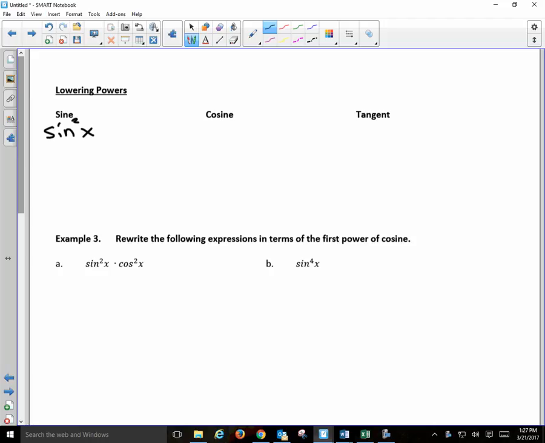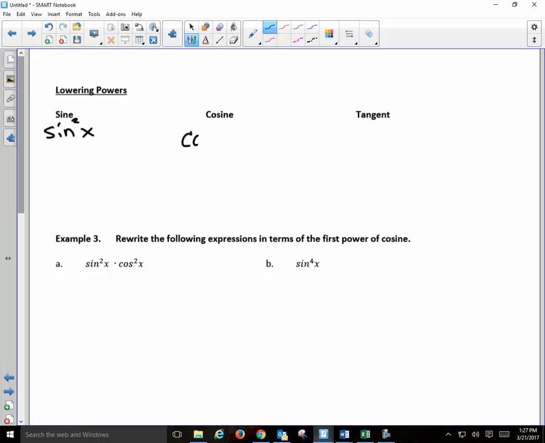What we want to do is reduce our powers. So for example, if you have sine squared of x, we want to make that look like an expression that does not have a squared in it. And it's really not too bad. You don't have to write this down, but I'll show you.